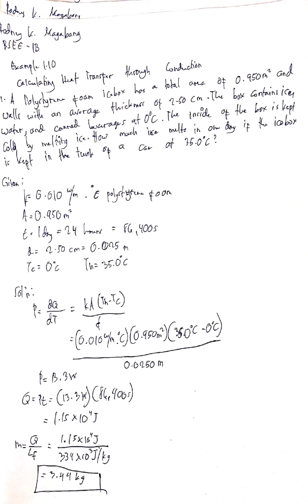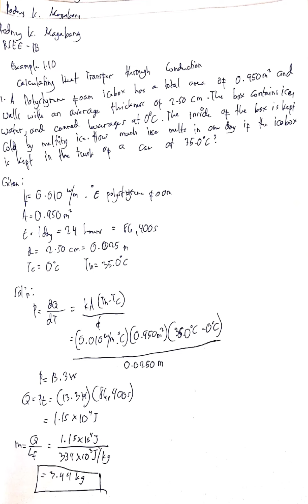Solution: P = dQ/dt = kA(Th − Tc)/d = 0.010 W/m·°C times 0.950 m² times (35.0 °C − 0.0 °C), divided by 0.0250 m. So the answer, P = 13.3 watts.